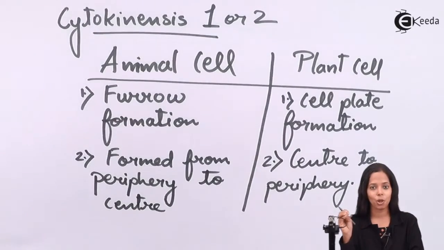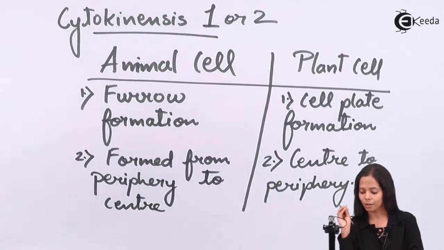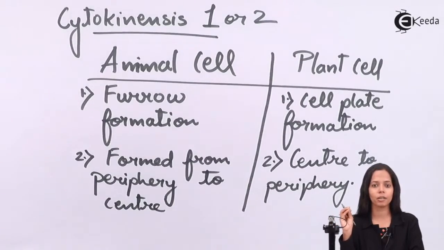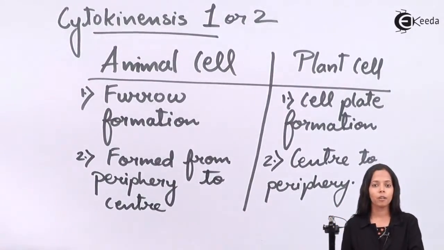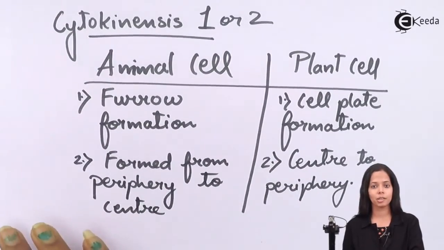in meiosis 2. So you don't need to worry, just study once what cytokinesis is and it is the same throughout, whether it's any kind of cell division. Now we are going to study the next part. Here we complete it with the meiosis process.